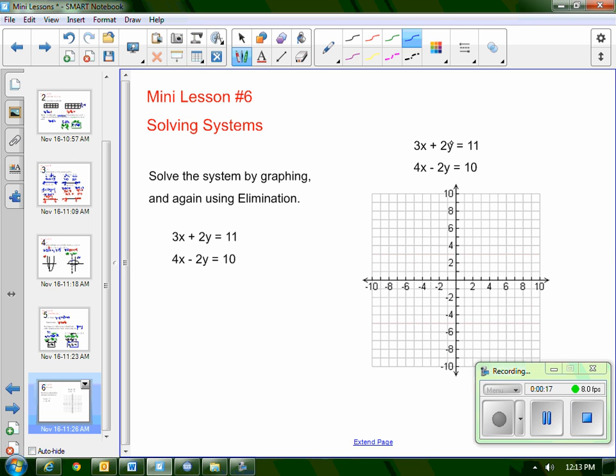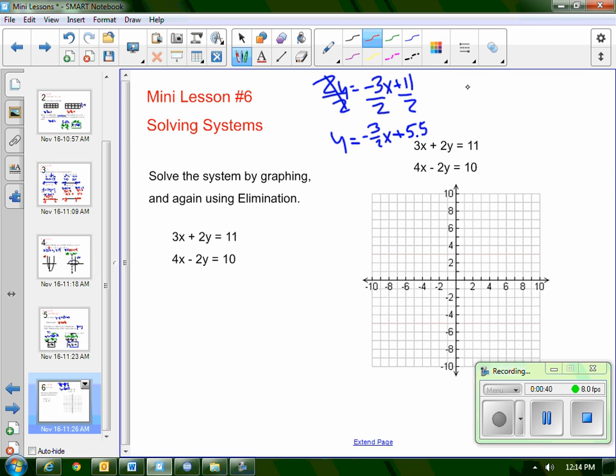This is kind of gross. I'm not going to use standard form because I get a lot of decimals. I'm going to convert this into slope-intercept. So when I move this over here, I have 2y equals negative 3x plus 11, and then when I divide everything by 2, I get y equals negative 3 over 2x plus decimal 5.5. That's kind of gross. I'm going to do the same thing down here.